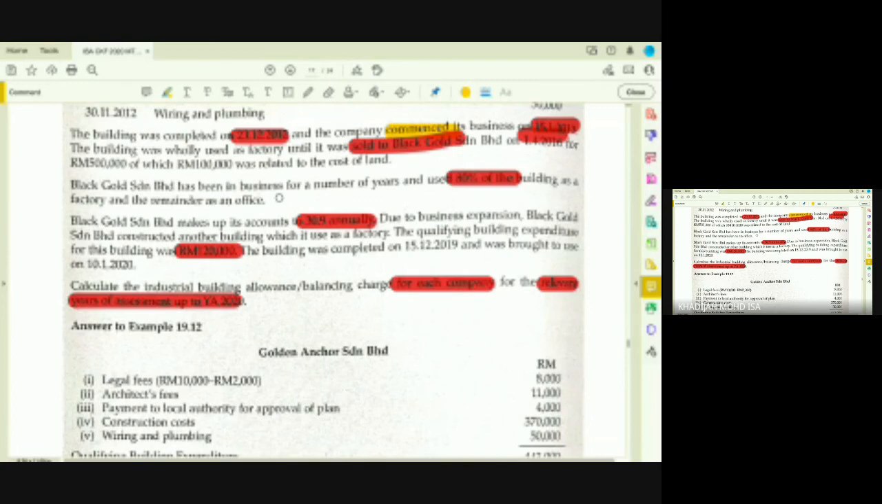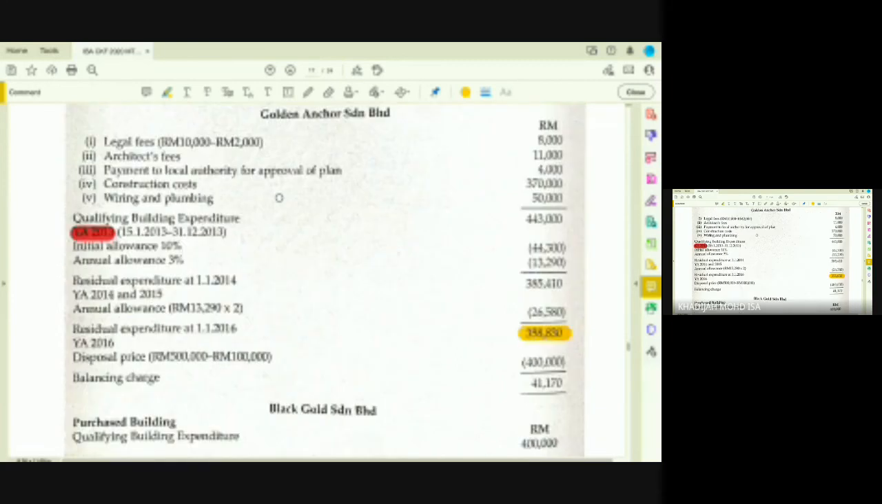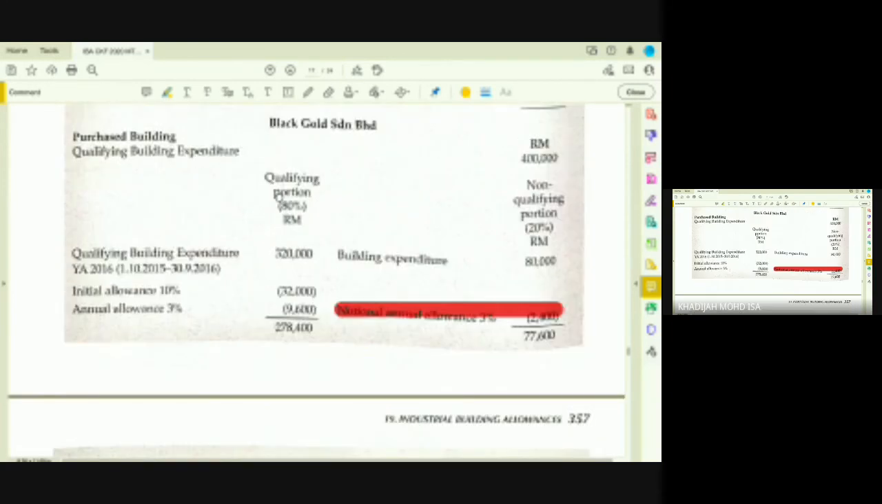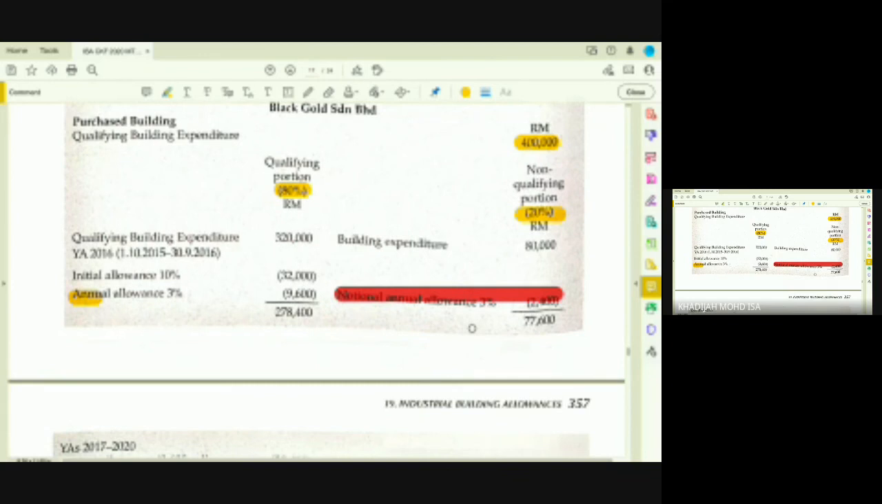But the law says that even though it's a non-qualifying, non-industrial building, you still have to compute what we call the notional allowance for the building. So if you look at Black Gold here, the cost is 400,000, but there are two parts, the 80% and the 20%. The 80% you compute IA and AA like normal, but for the 20%, you're going to claim notional allowance, which is 3%.